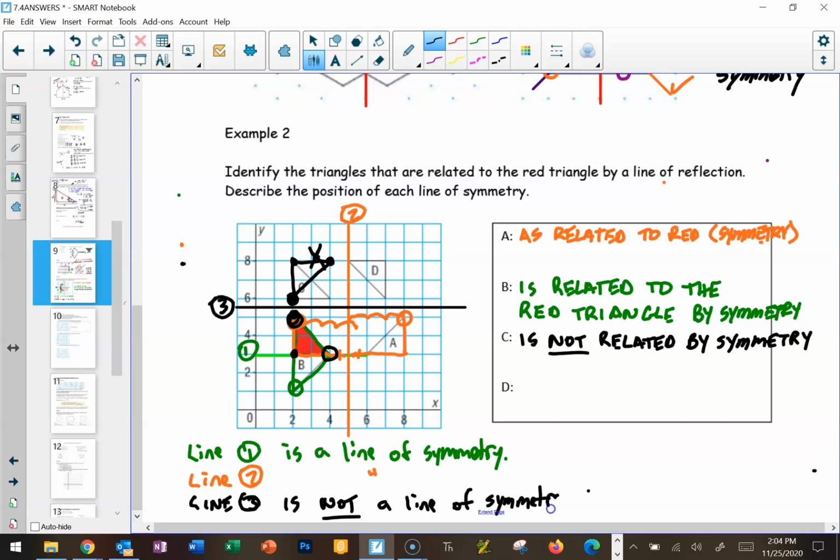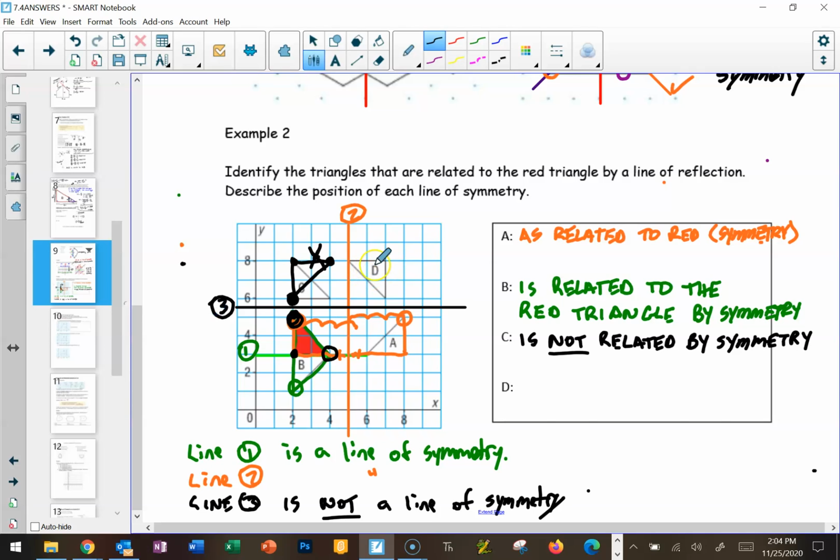And that was the only way that we could compare the red triangle to C. There's no other place where I could draw this line where it's perfectly equidistant. I could try going diagonal, but it still wouldn't match up. They're either symmetrical or they're not. There's no in between. So because we proved it with that third line, we can say unequivocally that triangle C is not related to the red triangle by symmetry.